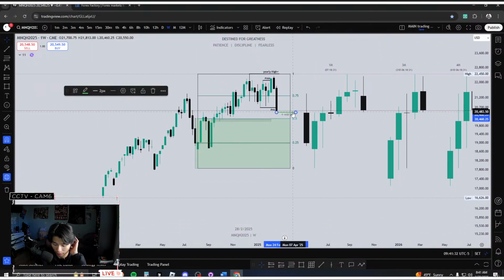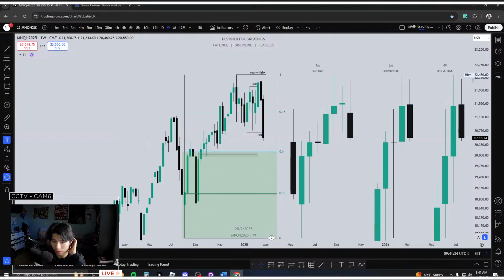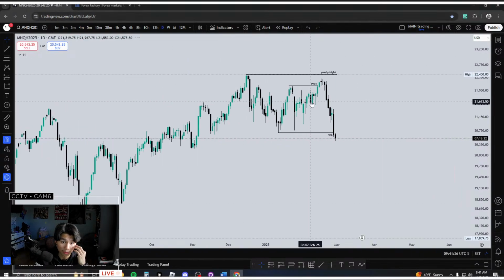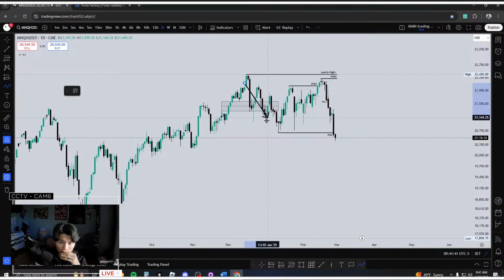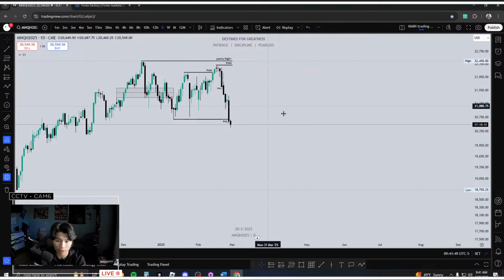Selling off, I mean, we've been consolidating, to be honest, for a while. Like all of this back and forth, and this is the daily chart, keep in mind. So now that we're starting to see some sort of movement lower, this is good to see.